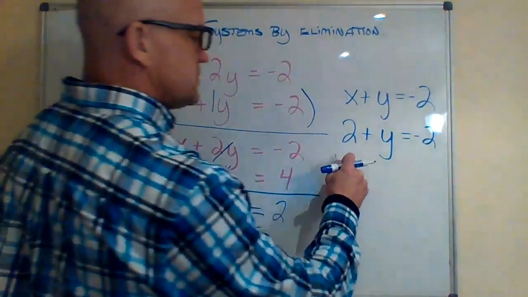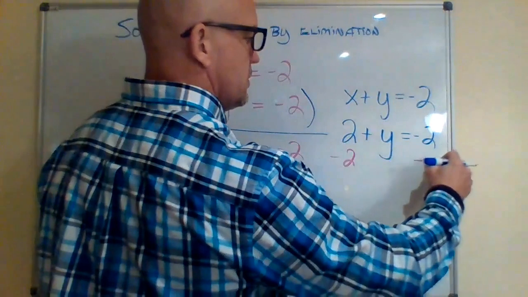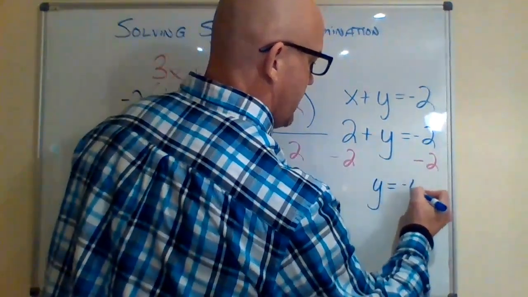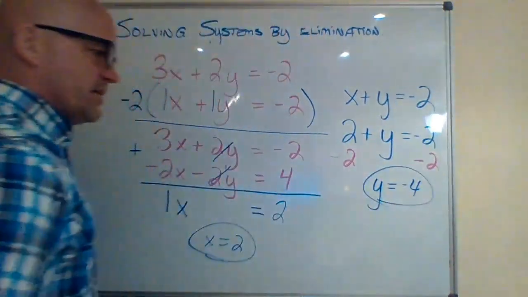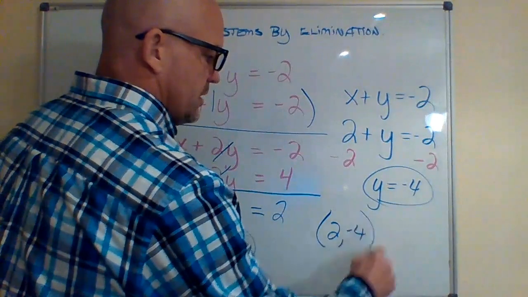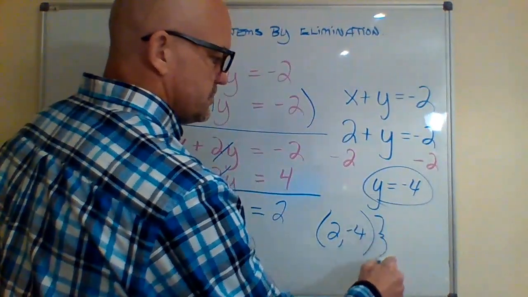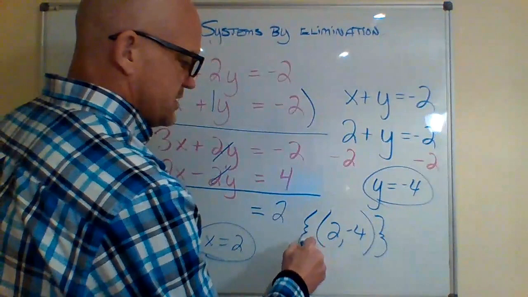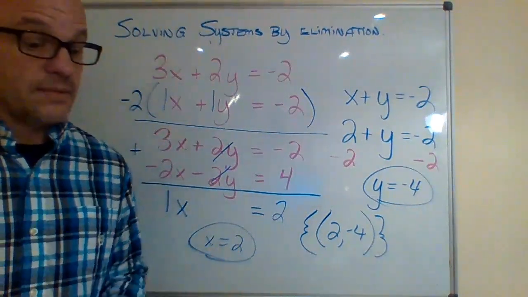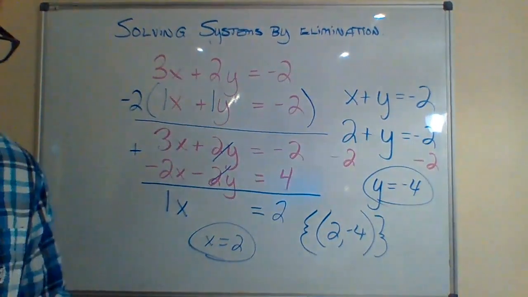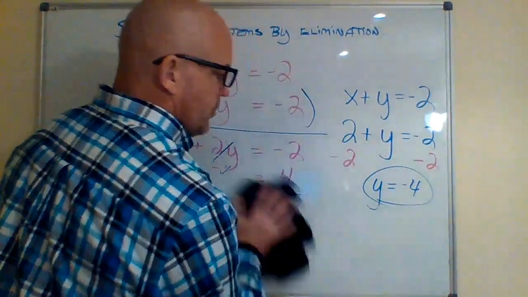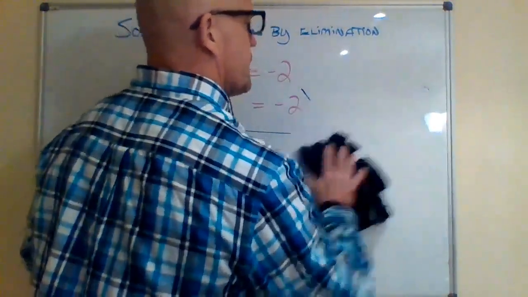I'm going to subtract 2 from both sides. I'm going to have y equals -4. My point of intersection is 2, -4. That is the solution to the system. So it gets its set brackets. Hopefully that seems fairly easy to you. We're going to do one more example, and then you're going to give it a try.